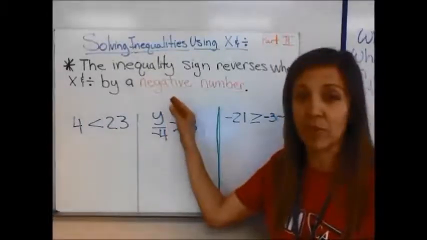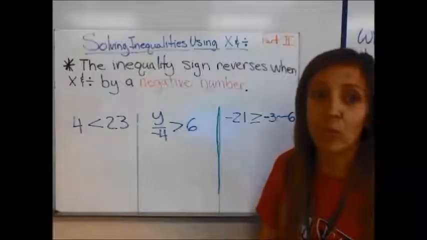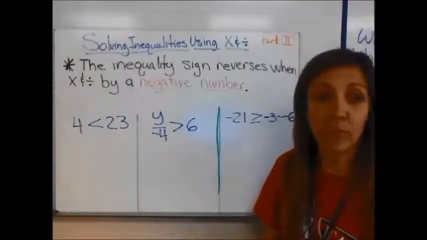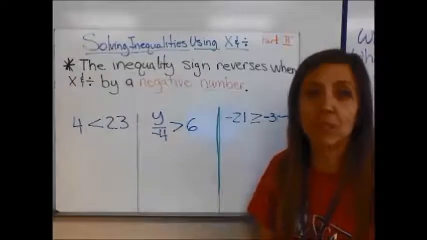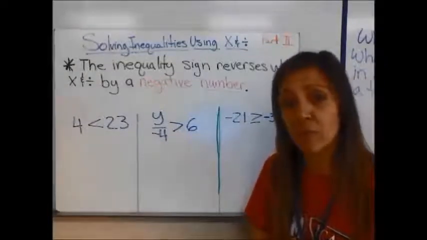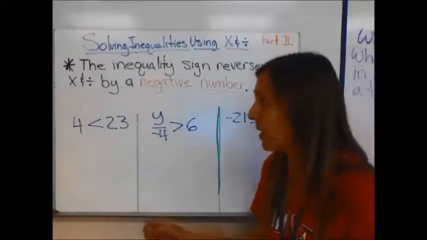This rule right here, I'm going to read it off to you. The inequality sign reverses when you multiply and divide by a negative number. So when multiplying and dividing by a negative number, your inequality symbol changes. But let me show you why.